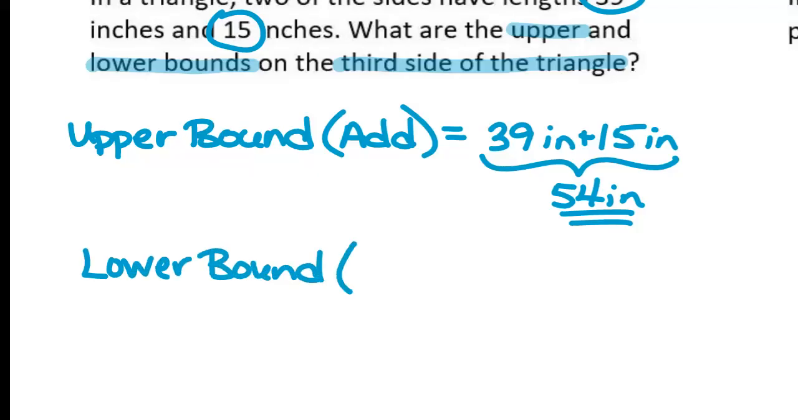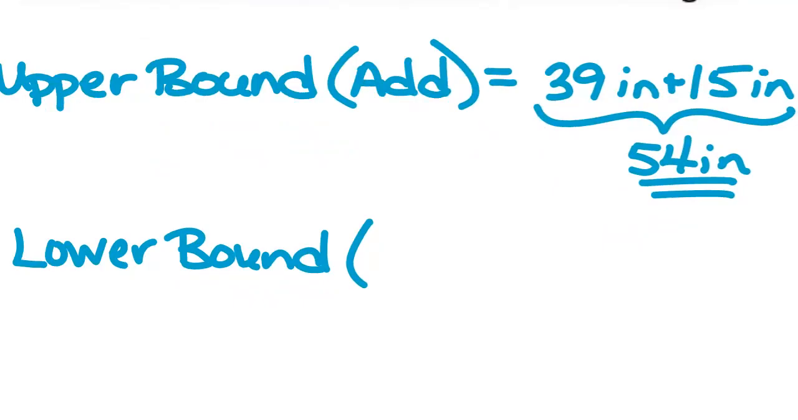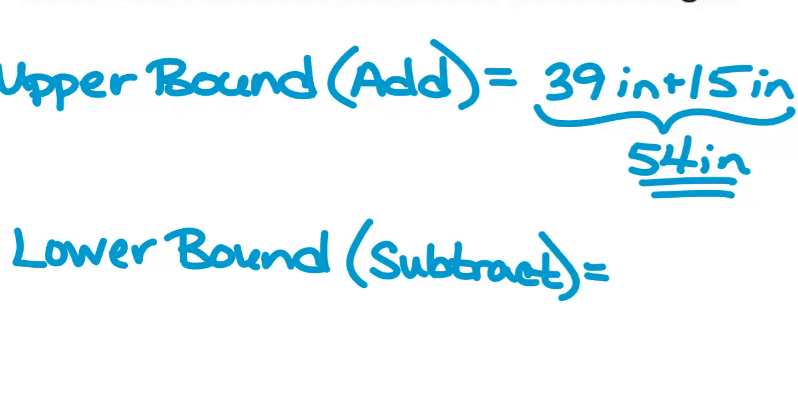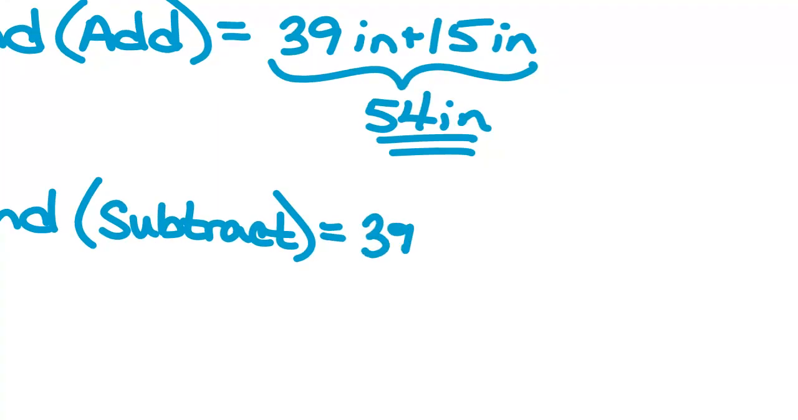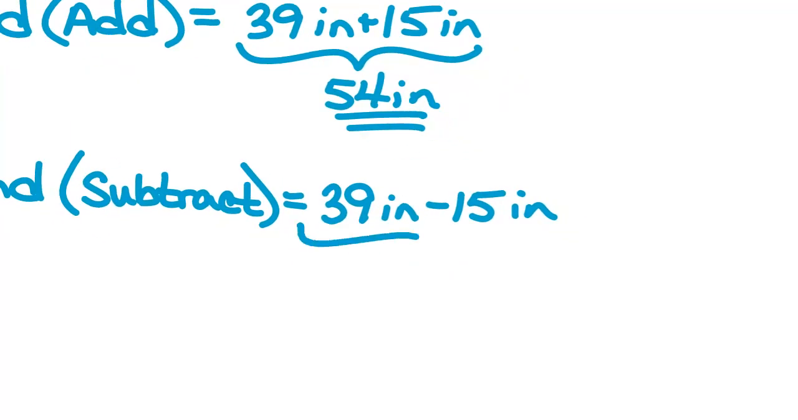To find the lower bound, okay, so if I add for the upper bound, what's your best guess for what I need to do for the lower bound? Minus, yes, we will subtract. So I would do 39 inches minus 15 inches. Always make sure when you're going to find the lower boundary that you do the bigger number minus the smaller number, because we can't have a side of a triangle that has a negative measurement. That doesn't make any sense. What is 39 minus 15? 24.